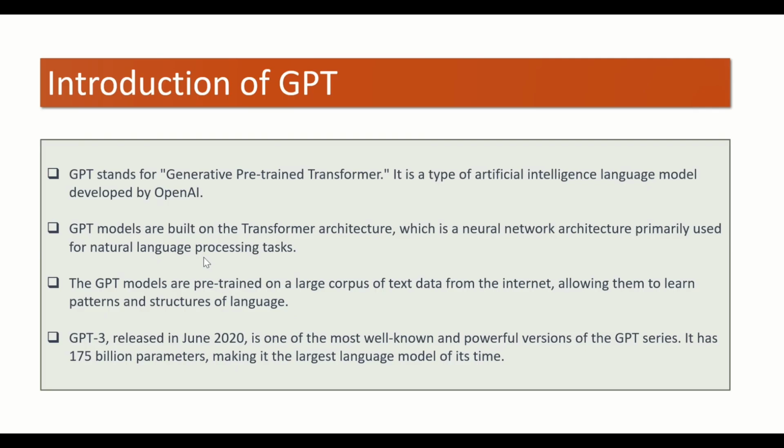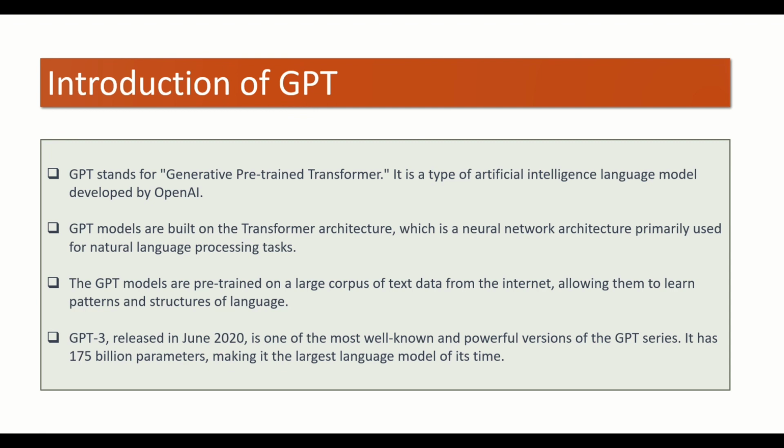GPT stands for Generative Pre-Trained Transformer. This is a type of artificial intelligence language model, developed by OpenAI. This model is built on the transformer architecture, which is a neural network architecture, and the model is pre-trained on a large scope of data.